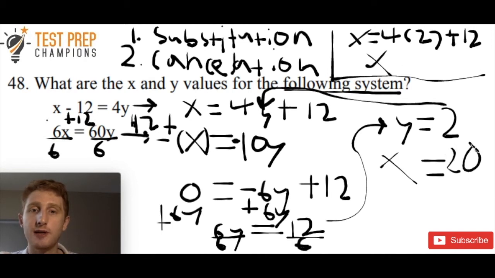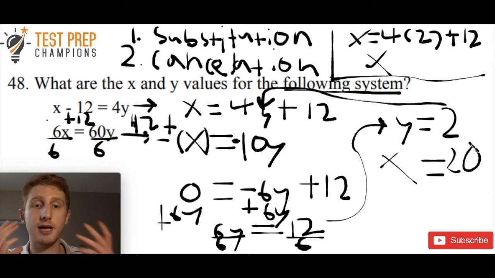All right, so those are the two methods to do it, guys. Like I said, I would stick to substitution if you're having trouble with this. Cancellation is much faster and easier once you get it down, but it does take a little bit of guesswork. It is a little bit trickier.